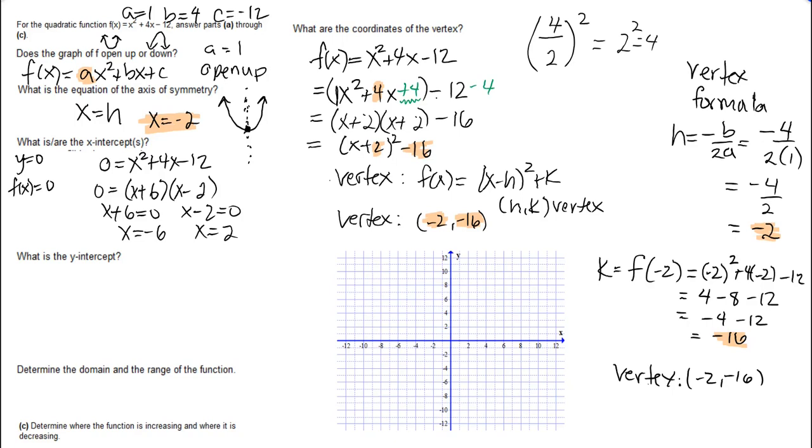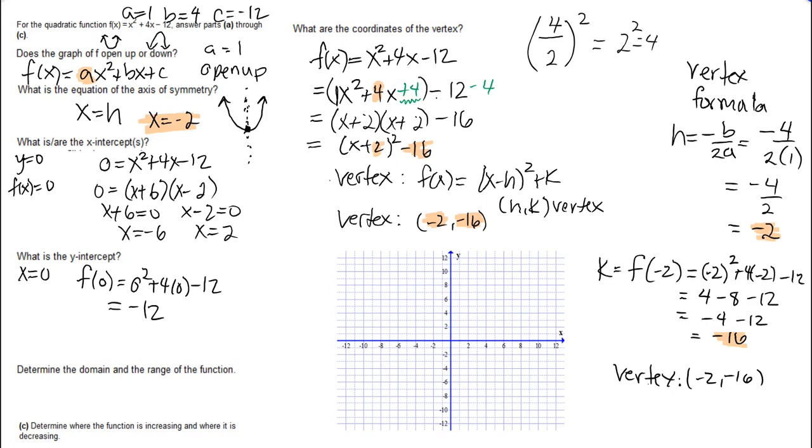To find a y-intercept, that's the next part here. What is the y-intercept? We're going to let x equal 0. So let's calculate f of 0. 0 squared plus 4 times 0 minus 12 is negative 12. So negative 12 is our y-intercept.